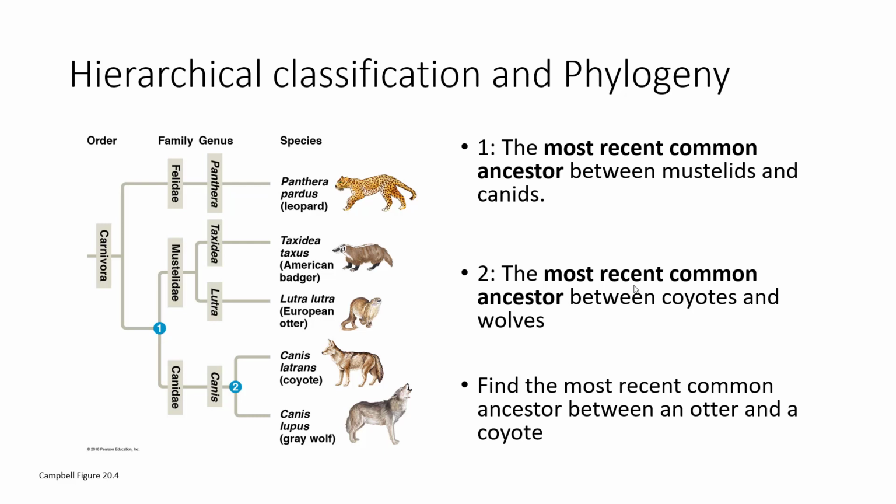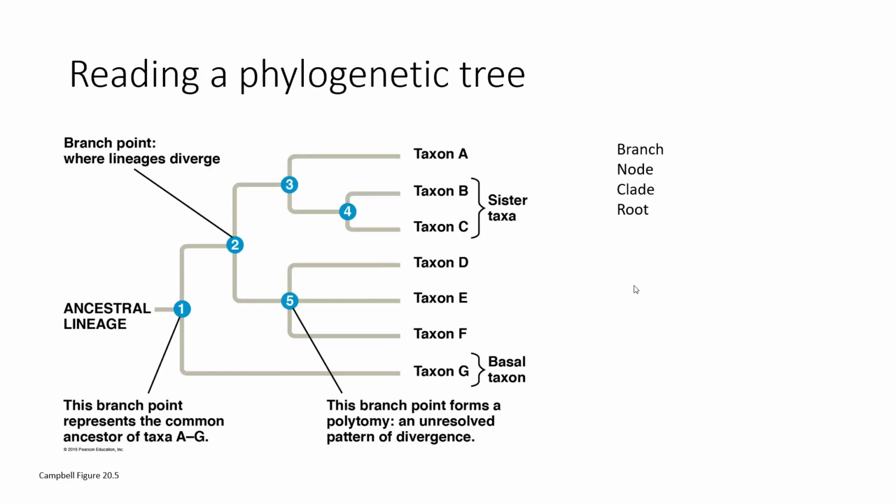And these trees allow us to look at the most recent common ancestor. That's number one here, the most recent common ancestor between the mustelids and the canids. The most recent common ancestor between coyotes and wolves is here at number 2. If you were to find the most recent common ancestor between otter and coyote, you would go to, that's right, number 1 again.